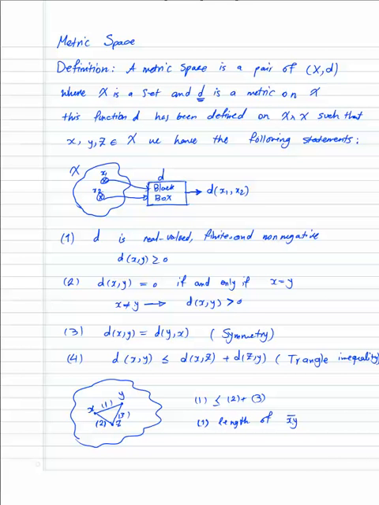Okay, using number 4, we can use induction to get d(x1,xn) less than or equal to d(x1,x2) plus d(x2,x3) plus up to d(xn-1,xn). You should be careful because all of these elements, x2, x3 up to xn-1, should be in the space on which we are going to define the metric.